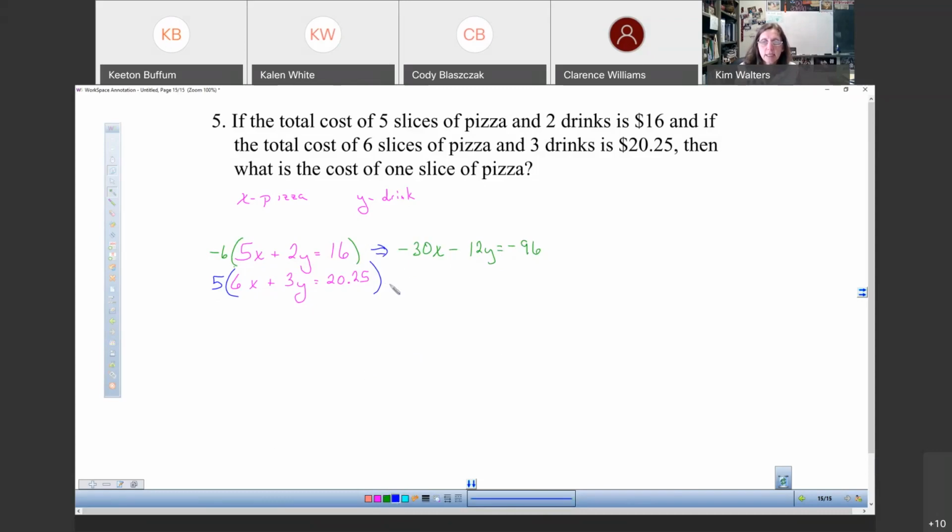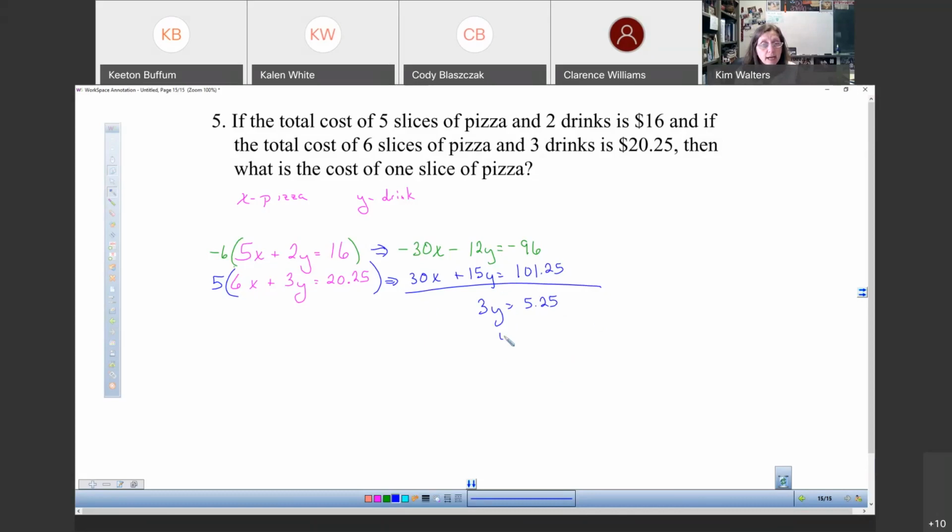And my second equation is going to be 30x plus 15y is equal to, oh, numbers I can't multiply. So 20.25 times 5, 101.25. And I'm going to add my two equations together. And when I do that, I get rid of my x's. I get 3y is equal to 5.25.